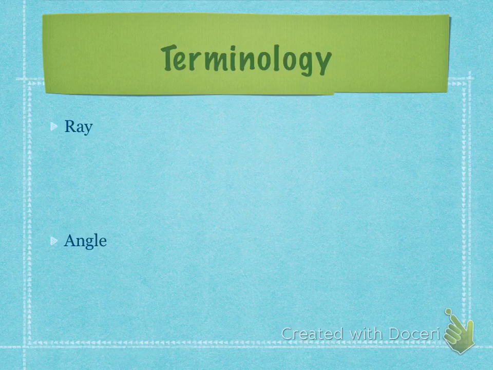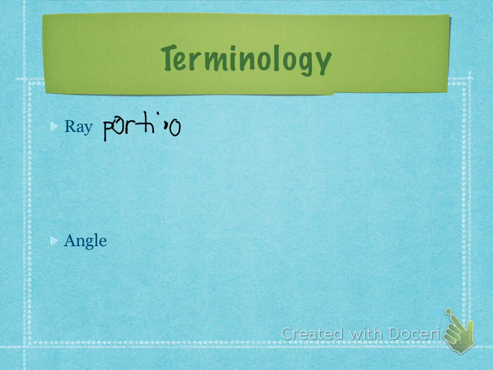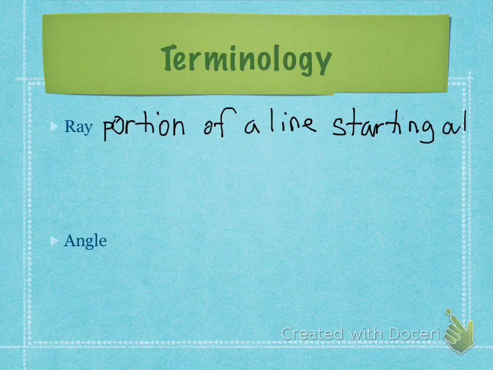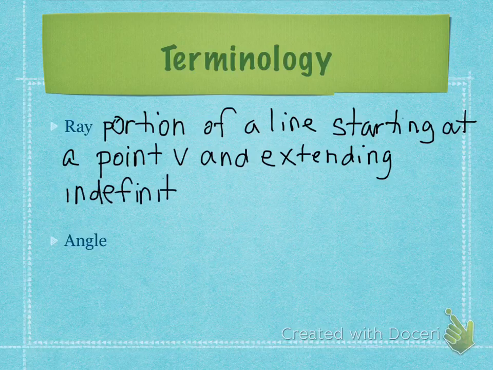And a ray is actually a portion of a line starting at a point V and extending indefinitely in one direction.